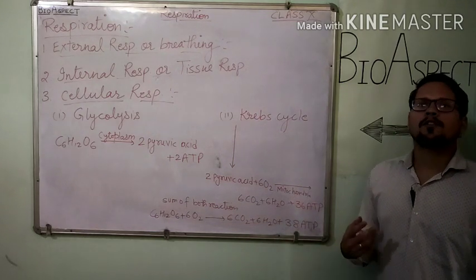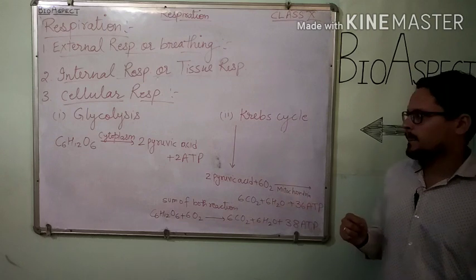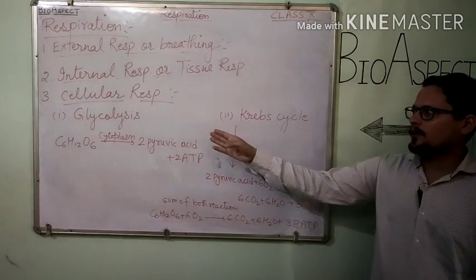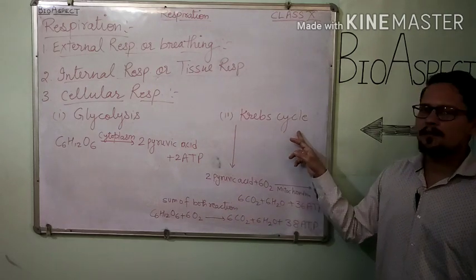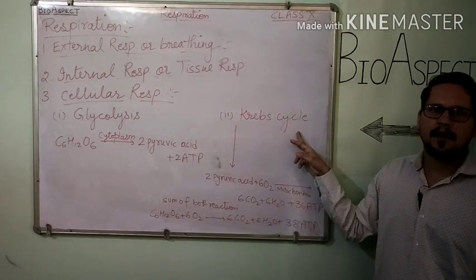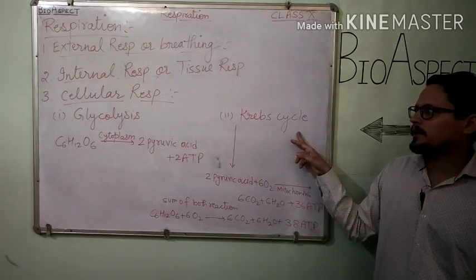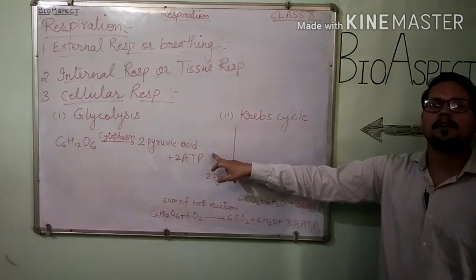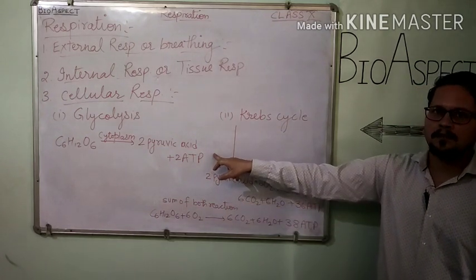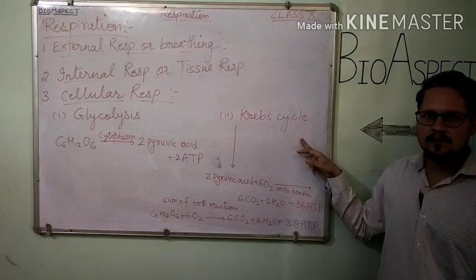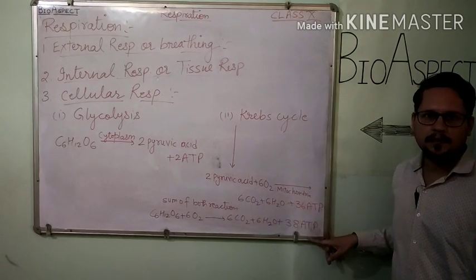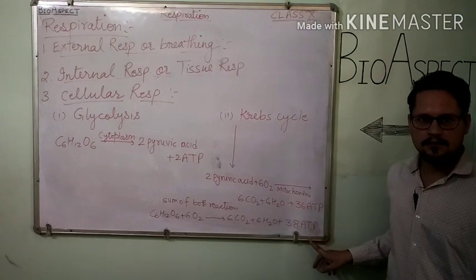So you have to remember two things here. First is glycolysis occurs in the cytoplasm and the Krebs cycle occurs in the mitochondria. In glycolysis only 2 ATP of energy is released, but in the Krebs cycle, in the presence of oxygen, 38 ATP of energy is released.